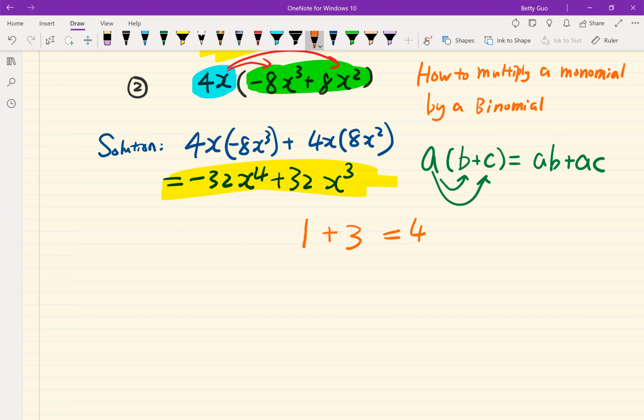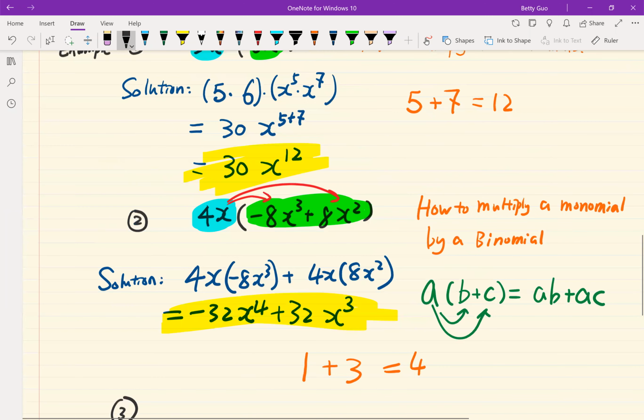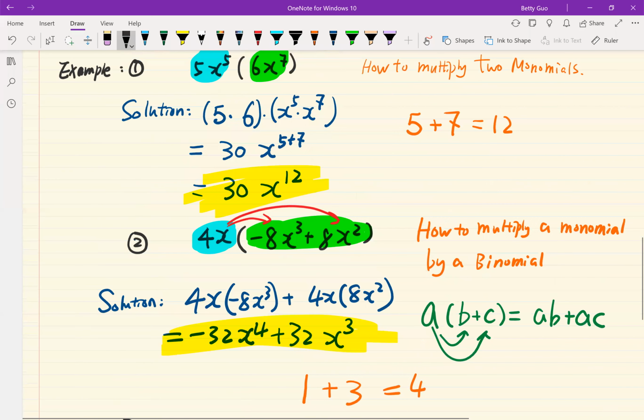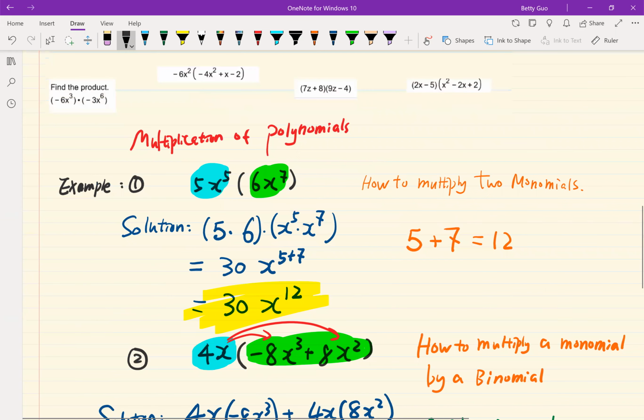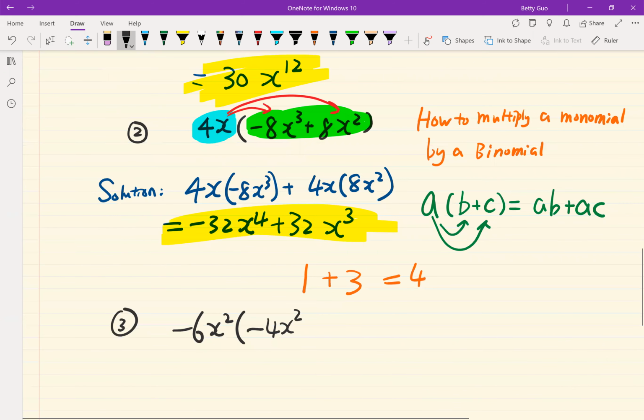So in number 2, we saw how to multiply a monomial by a binomial. Now I want you to practice the next problem. I want you to try number 3. In number 3, you are going to multiply a monomial by a trinomial. Let me show you the trinomial: negative 4x squared plus x minus 2, right? Plus x minus 2.